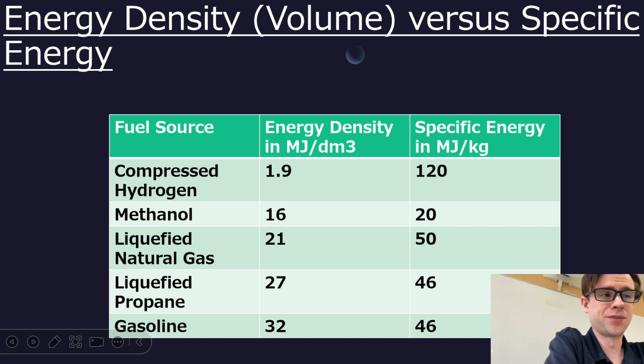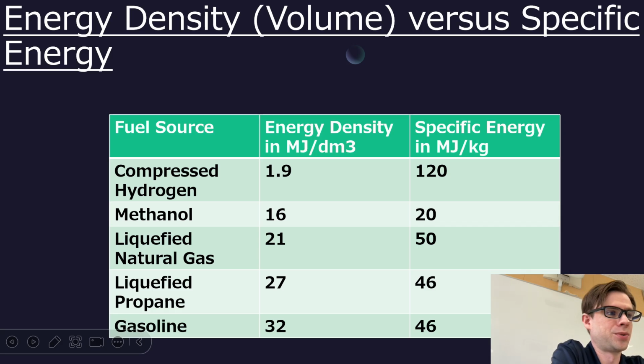Compare that to its specific energy, though. If you're worried about mass, like maybe you're trying to launch a rocket, you need as little weight as possible to escape the Earth's gravity. In that case, you're really concerned about specific energy, and hydrogen basically can't be beat. Per kilogram, it has the most potential energy output, 120 megajoule per kilogram.